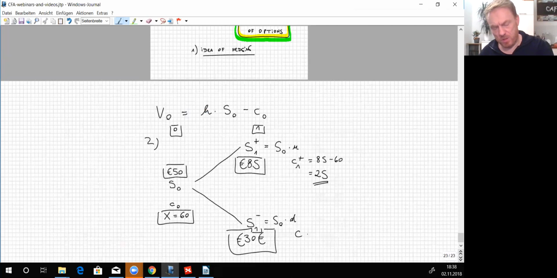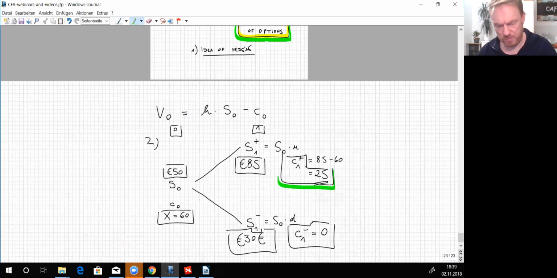Same holds true if it goes down, if the situation is going to be bad, so you won't exercise the option. Because why? Because exercising it means you have to buy it for 60. You have the right to buy it for 60, but you could only sell it for 30, which is bad. So it would be better not to exercise the option at all, which means 0 is the price in this situation. That is that. That's important.